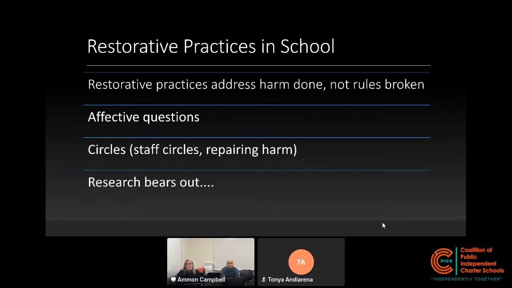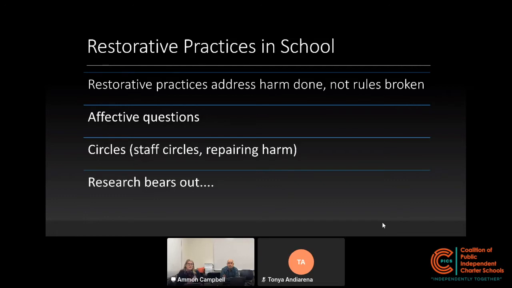So, many of you are probably familiar with circles: staff circles, harm circles, social circles, morning meeting circles. And why do we use circles? Well, the circle provides an opportunity for everyone to belong and to contribute. And one of the cool things I like to share, in my experience when using circles, is that everyone contributes whether they talk or they don't talk.